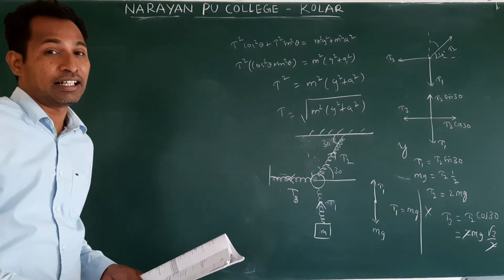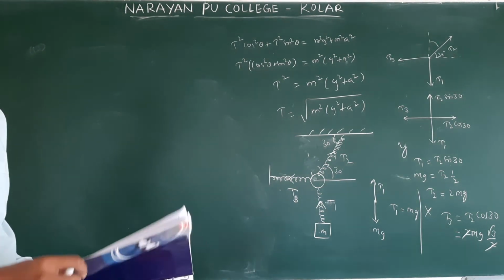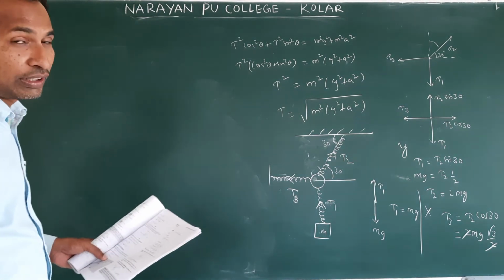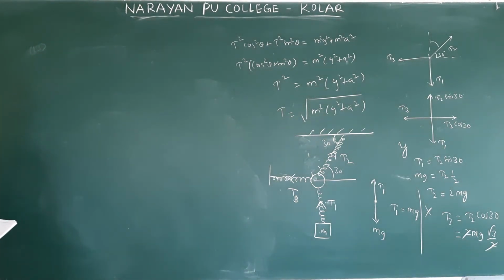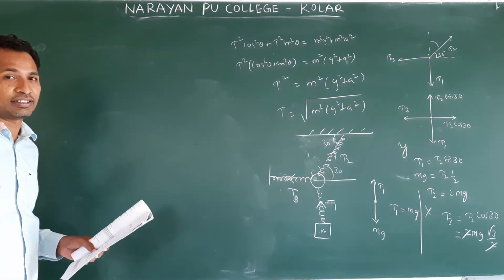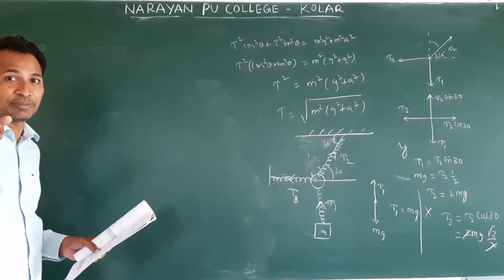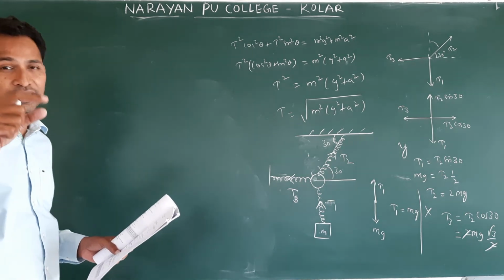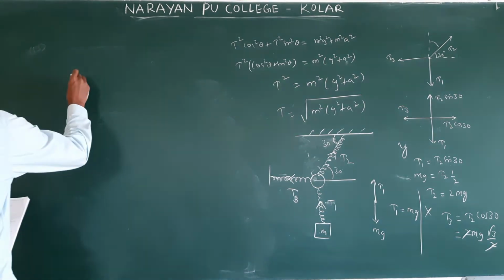We have another method, an alternate method: Lami's theorem, or what is this? Sine law. Already I explained in motion in a plane, cosine law and sine law. Okay, there we have seen. Did you remember or not? a by sin theta is equal to b by sin alpha is equal to c by sin beta. I give the formula again.